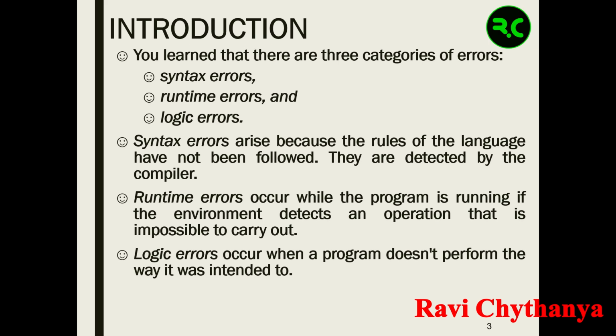And logic errors occur when a program doesn't perform the way it was intended to. The logical errors are the errors raised when I wanted to perform the sum of two numbers, but it has been performed as the product of the two numbers, because instead of the plus operator I have kept a multiplication operator. Then we are going to find the logic errors.